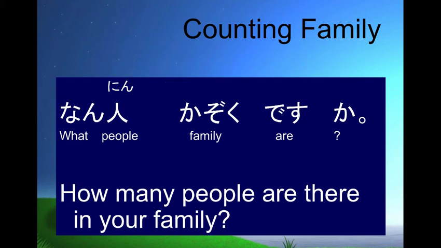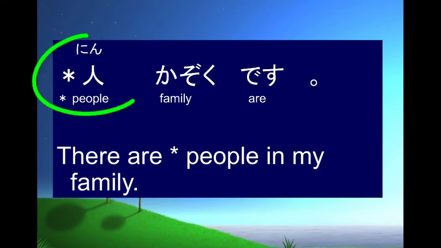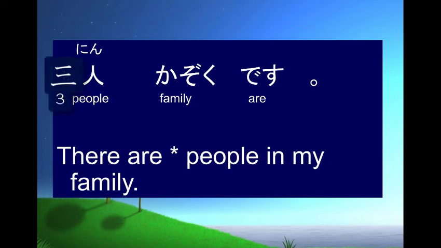Nannin kazoku desu ka? You can see the Japanese use what plus the person kanji to indicate how many people. Nannin kazoku desu ka? And to reply, you say the number of people and then simply kazoku desu. So if you have 3 people in your family, you would say sannin kazoku desu. 4 people, yonin kazoku desu. 5 people, gonin kazoku desu.